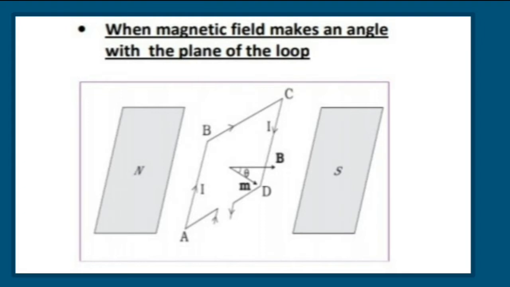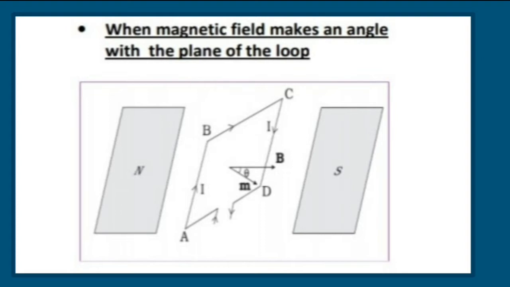Today we are continuing with the torque acting on a current carrying loop kept in a magnetic field. In this case we have a rectangular loop kept in the magnetic field produced by the two pole pieces, north and south, and the direction of magnetic field is from north to south, and m is the magnetic moment of the loop. Magnetic moment has a direction perpendicular to the plane of the loop, outward. Here theta is the angle between the directions of magnetic moment and magnetic field.